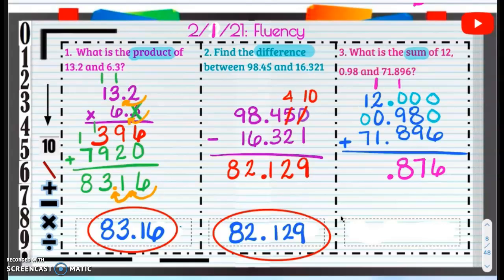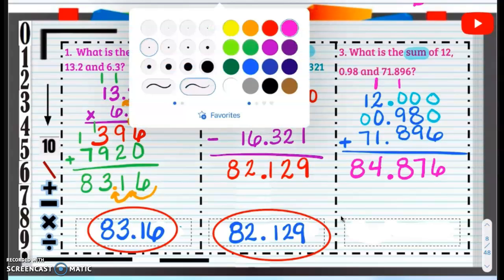Drop it like it's hot. 2 plus 1 is 3, plus another 1 is 4. And then 7 plus 1 is going to be 8. So our answer, oh my gosh, they're all in the 80s.